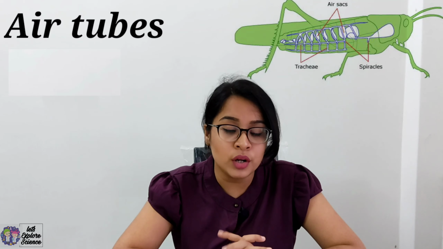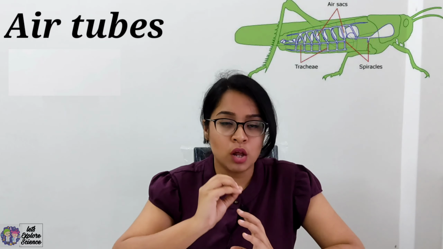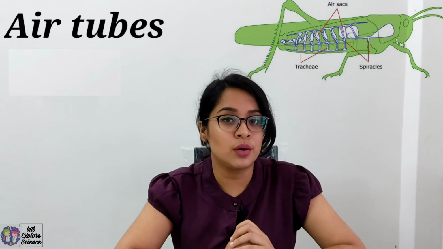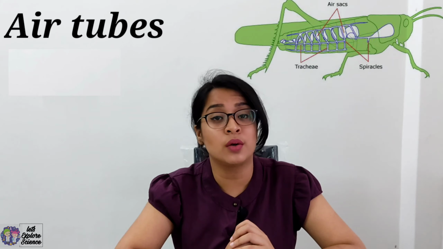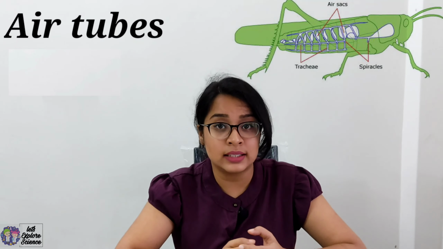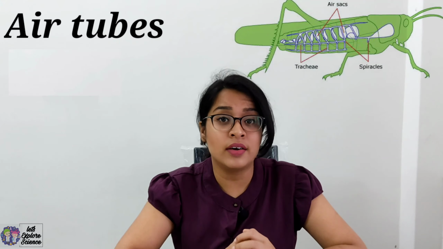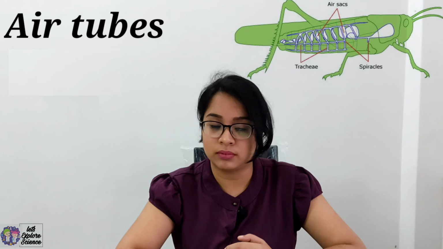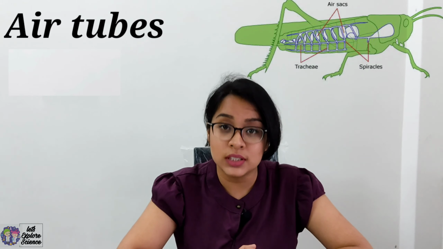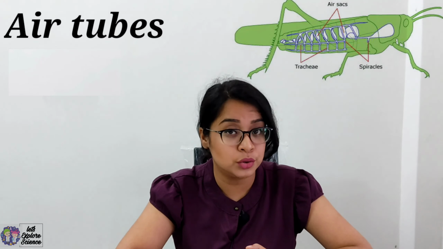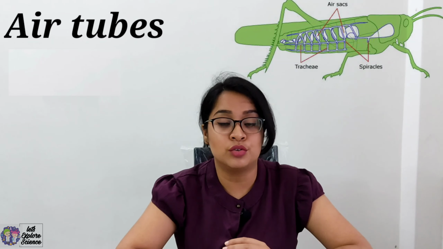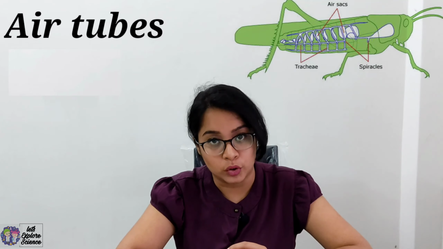Next breathing organ is air tubes. Air tubes are mainly found in insects. The body of the insect has some small holes or apertures. Those are known as spiracles. Those spiracles lead to some air tubes. Those are known as trachea. The air gets inside the insect's body through these spiracles, and then it passes to the network of air tubes, known as trachea, and it reaches the different parts of the body.